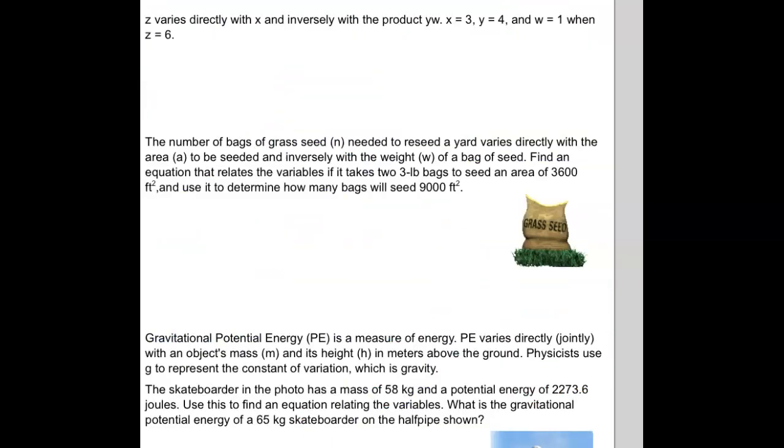All right, next one. Z varies directly with x. So z equals directly with x, so k times x, and inversely with the product y times w. Product just means you're multiplying. So y and w are multiplied together, but it's in the denominator because it's an inverse variation.